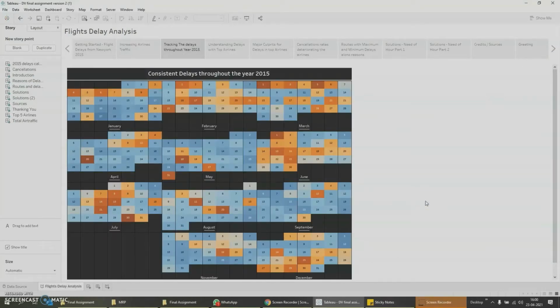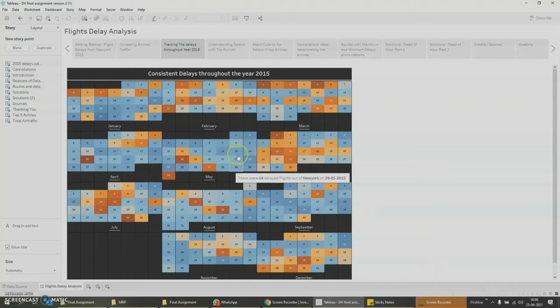The calendar here shows us the number of flights that got delayed on each and every day, and as you can see there were a number of flights that got delayed in the first week of January. There were 158 flights that got delayed on 4th of January, 150 on 6th, 113 on 9th of January, and the same pattern is followed in February as well, March as well, June, September, and December as well.